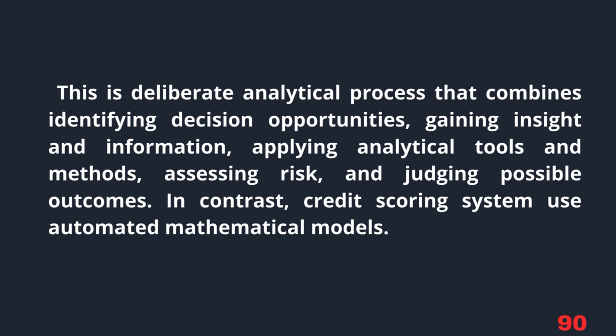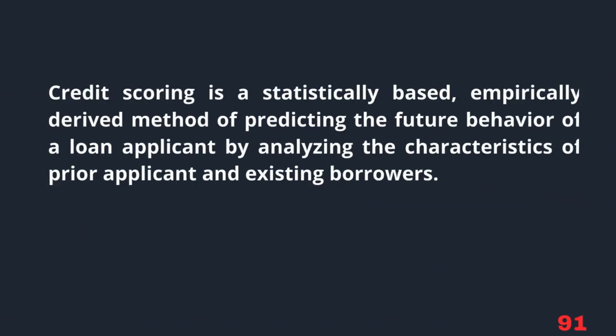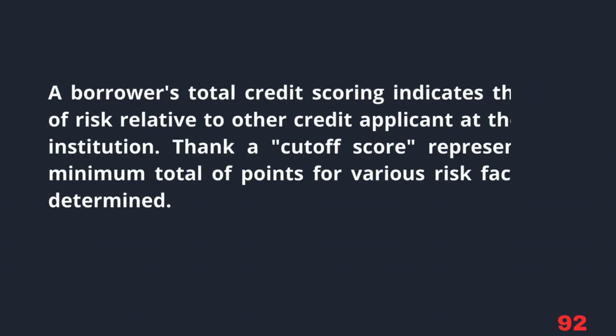In contrast, credit scoring systems use automated mathematical models. Credit scoring is a statistically based, empirically derived method of predicting the future behavior of a loan applicant by analyzing the characteristics of prior applicants and existing borrowers. A borrower's total credit score indicates the level of risk relative to other credit applicants at the same institution.